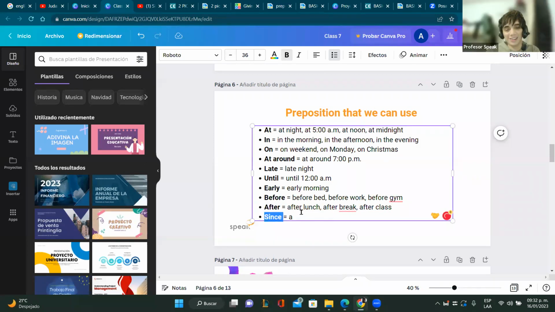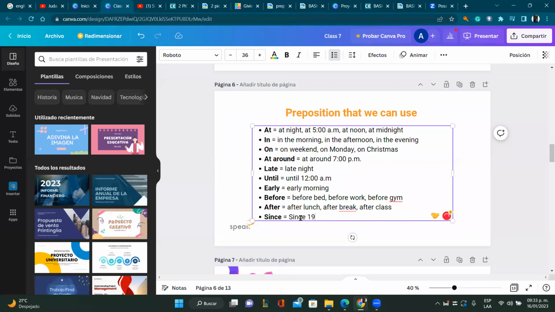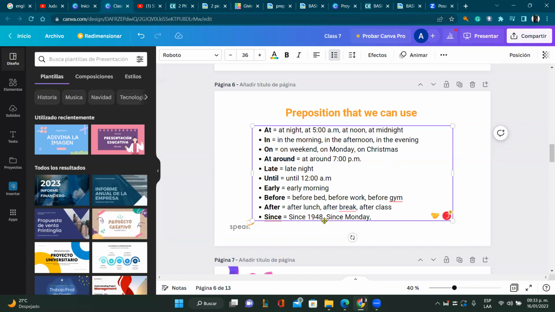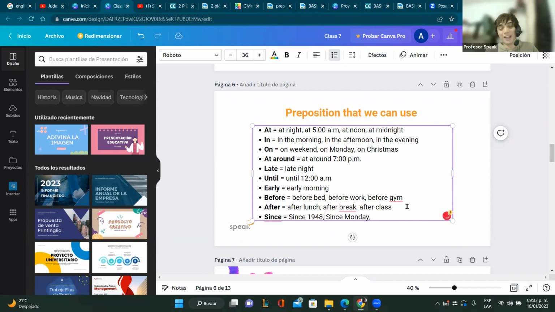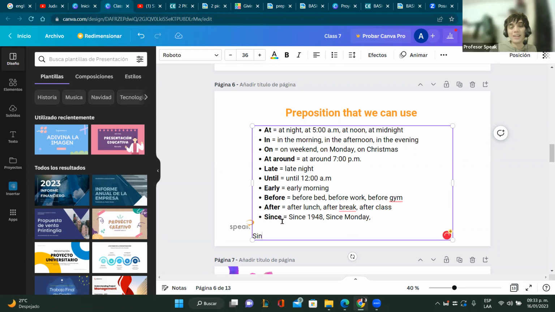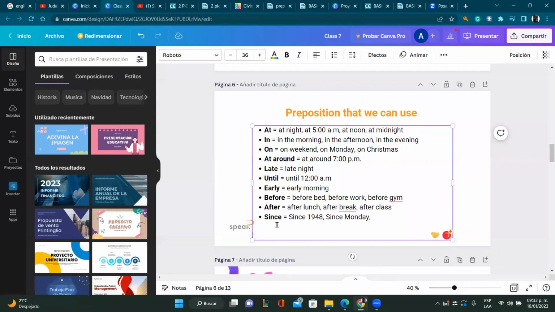Yeah, since is considered another preposition, and we use it since, I don't know, 1948. Since Monday. It sounds like bad things you do, sins, sin, como pecado. Ah, no, that is sin. And this one is since. Ah, ya caí.